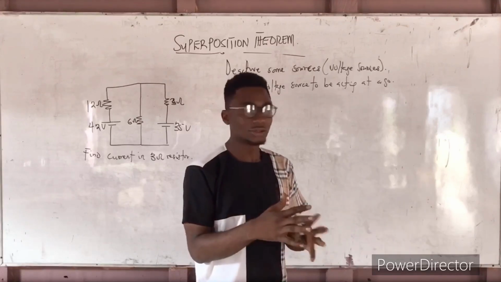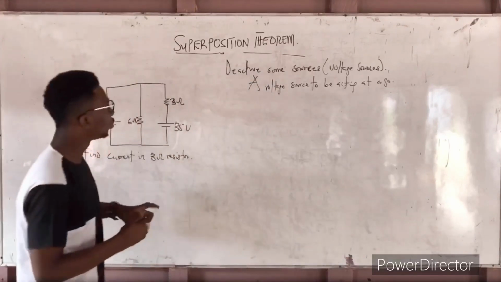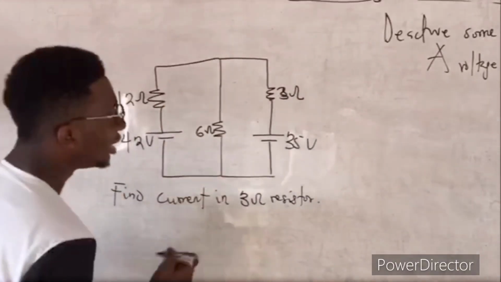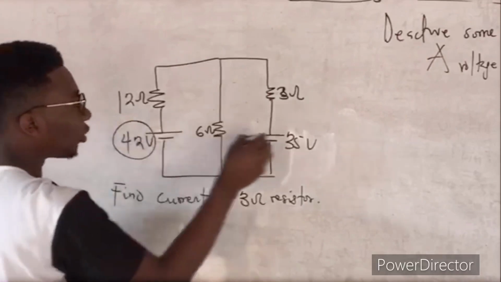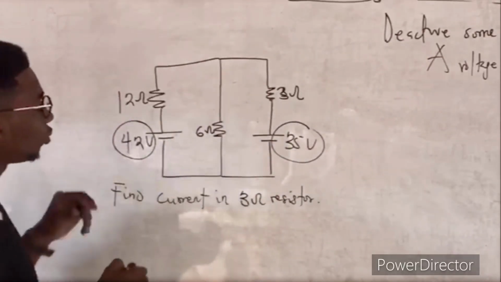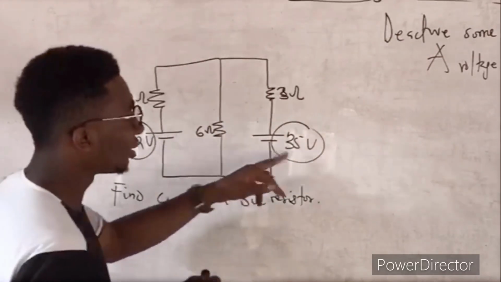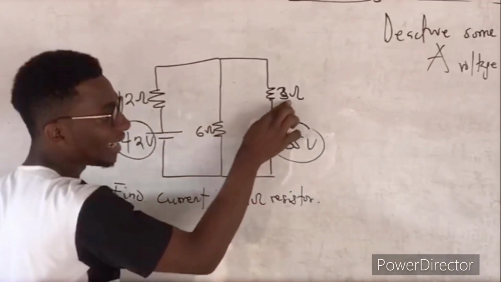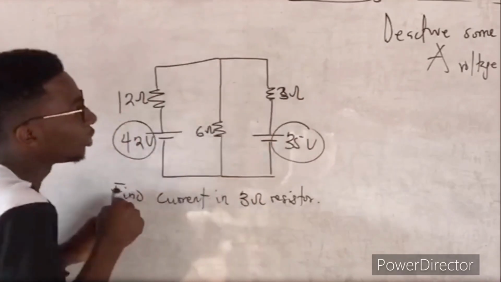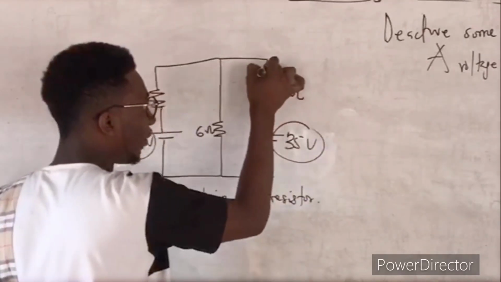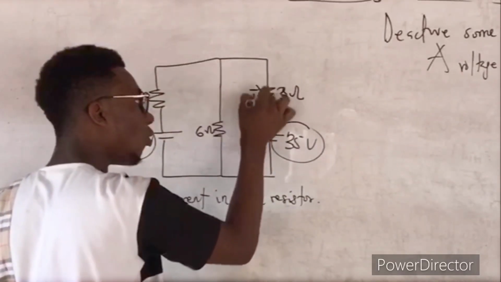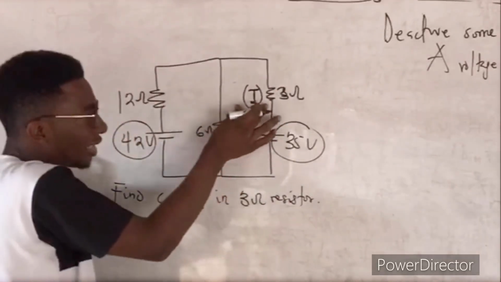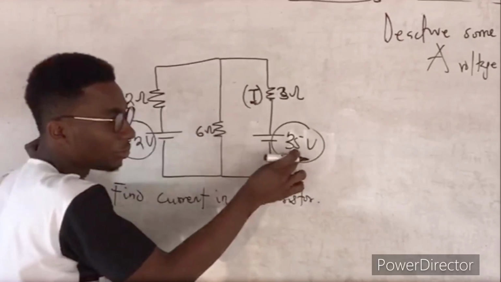So in this particular question, we want to use the idea of superposition theorem to solve it. We have two voltage sources over here, that is the 42 volt source and the 35 volt source. And we have to find the current within this 3 ohm resistance. There will be a total current that will flow through this 3 ohm resistance. Some of this current will be from this part and some of this current will be from this part.